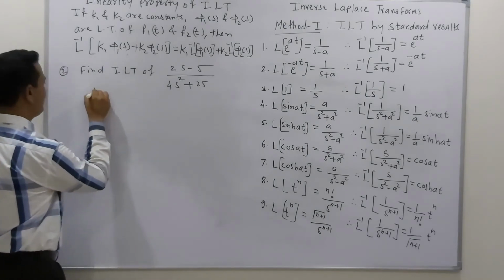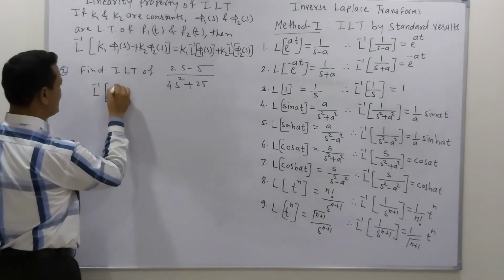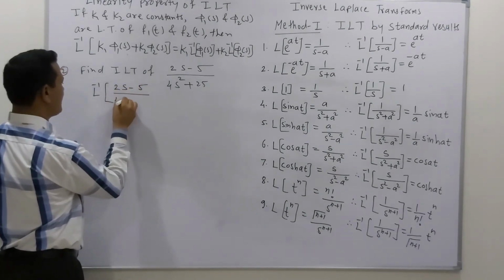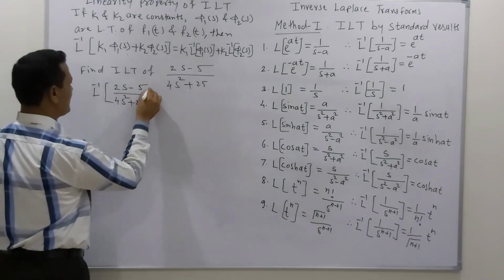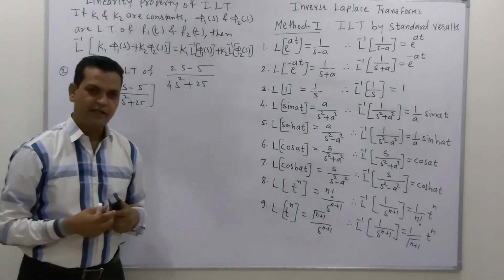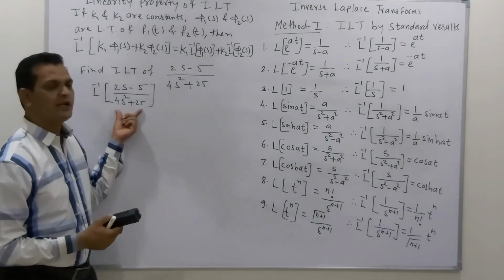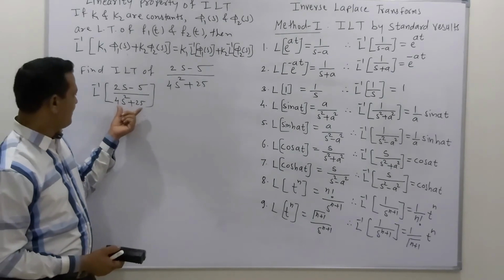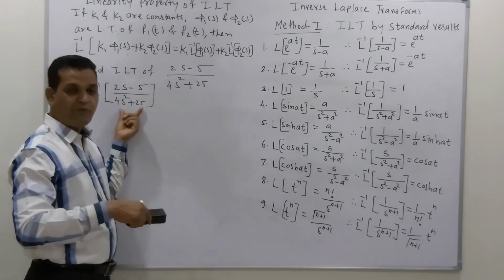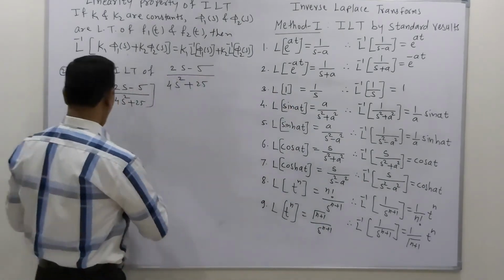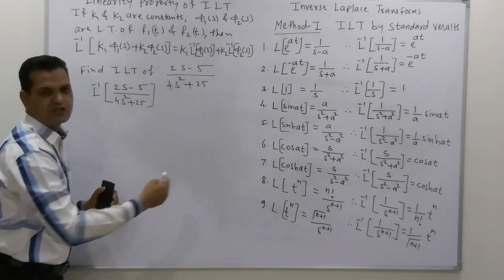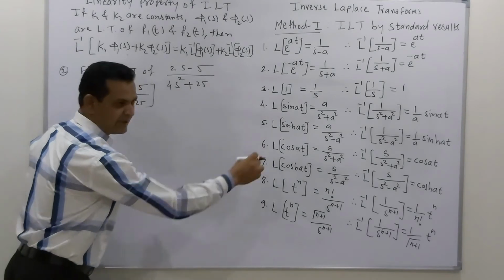Now we know that if we apply the inverse Laplace transformation concept, then we get (2s − 5) upon (4s² + 25). Now friends, observe that whenever we find the inverse Laplace transformation of any function, concentrate on the denominator term. If we compare this denominator term to the standard form, it will be in our standard form when 4 is absent from this term. That means if we remove the term 4, then we get the standard form of this inverse Laplace transformation.